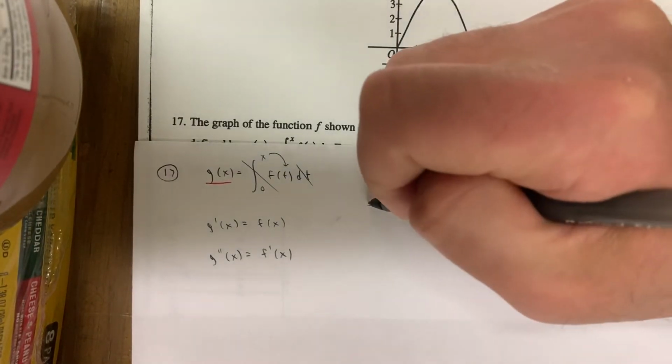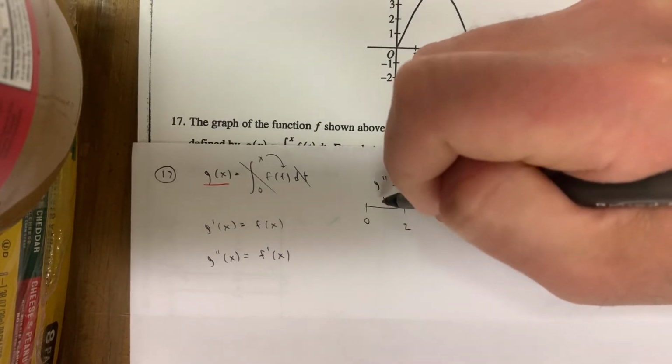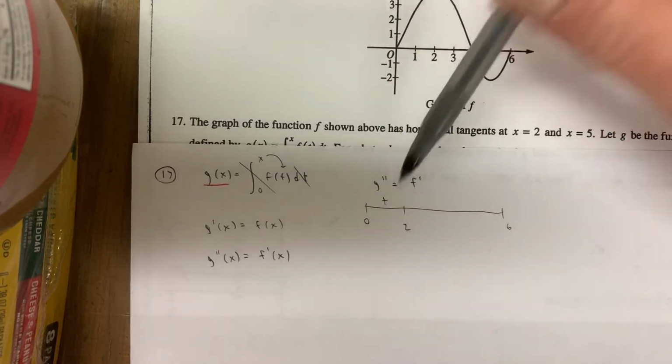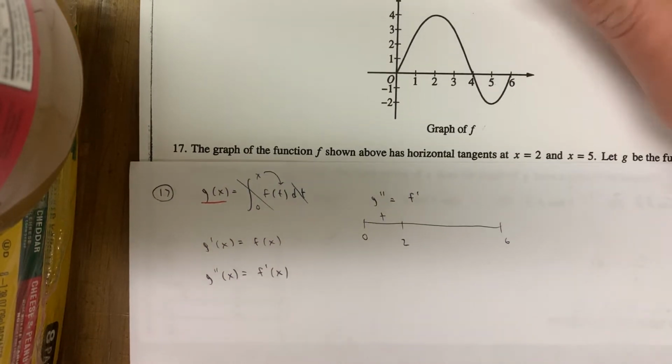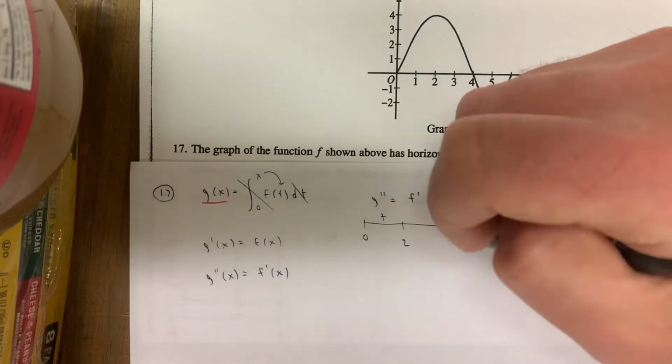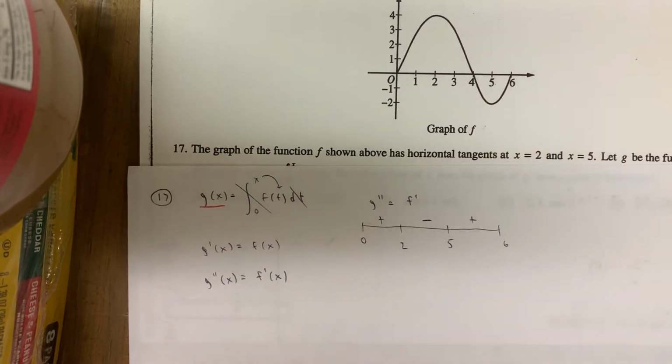And you can see we go from 0 to 6 here. This thing increases until you get to 2. It has a positive slope, f, so that's why f prime is positive. That's why they told you there was a horizontal tangent at x equals 2. Even though you could eye it out here, you could see it decreases from 2 to 5, and then it increases from 5 to 6.